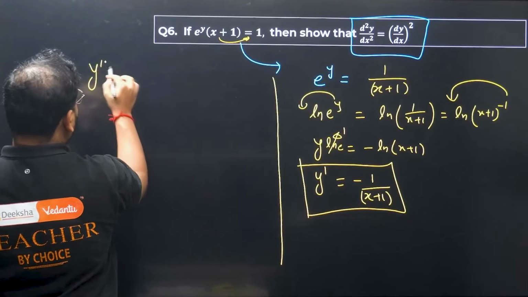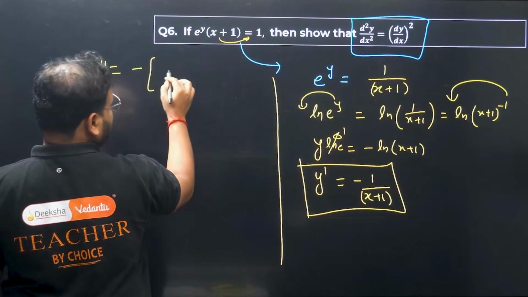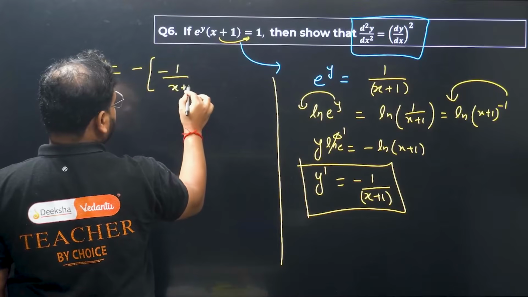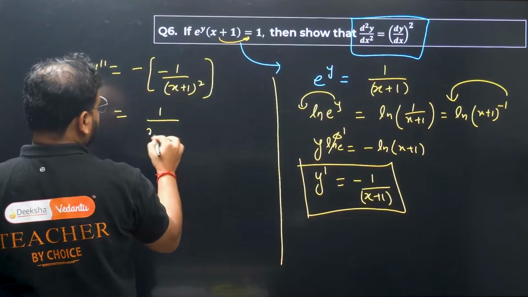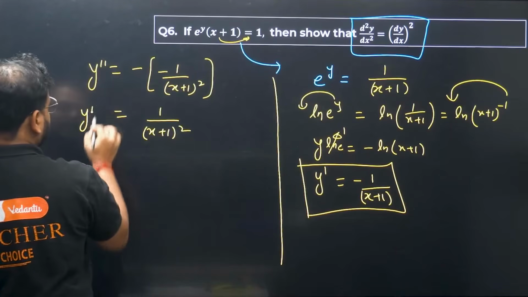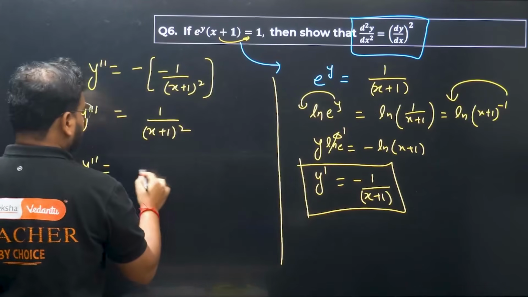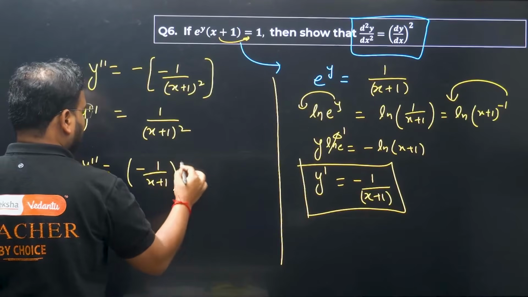Y double dash will become what? Simply the derivative of this part. You have a minus sign outside. Derivative of this will be what? Again we'll get minus 1 upon x plus 1 the whole square. I'm getting here plus 1 upon x plus 1 the whole square. Now tell me, this is y double dash. Can I not write this as this the whole square, minus 1 upon x plus 1 the whole square? I can do that.